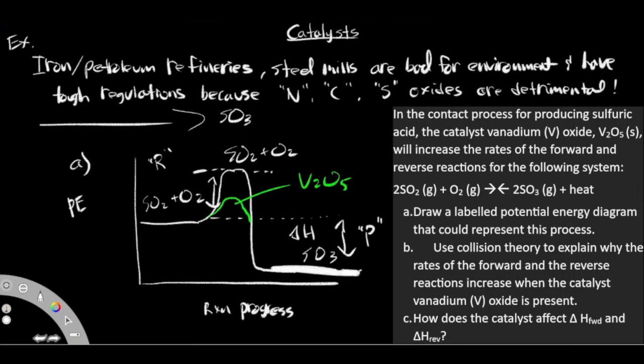How about for the product? That also doesn't change. The delta H for the product doesn't change either. So this will always be the same, right? So this one over here, this is never going to change regardless of how the catalyst affects the reaction. So I guess for C, how would we answer C? It doesn't affect.